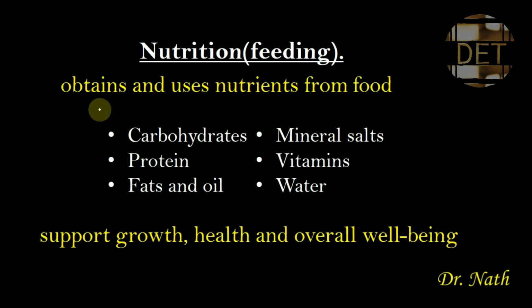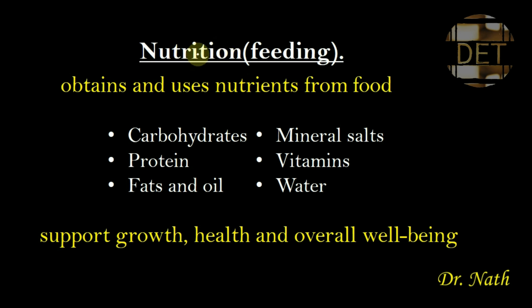In nutrition, an organism obtains and uses nutrients from food, and the nutrients can be carbohydrate, protein, fats and oil, mineral salts, vitamins, and also water. So that process in which an organism obtains and uses these nutrients from the food to support growth, health, and overall well-being of that organism, that is what nutrition is all about.